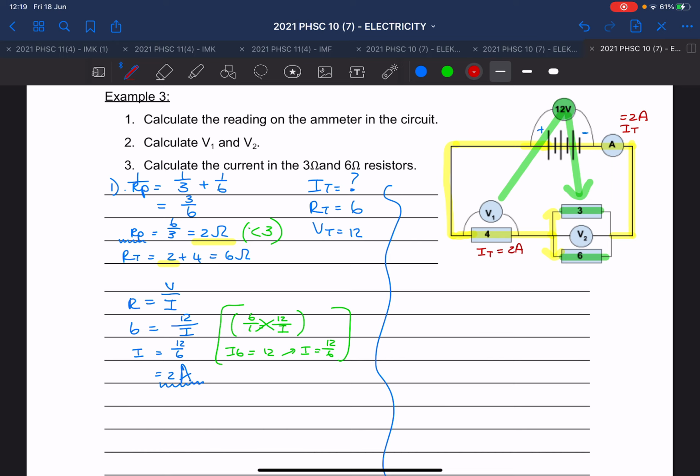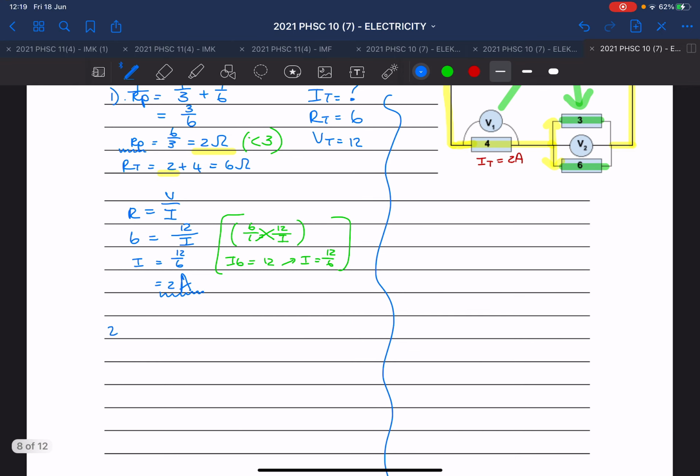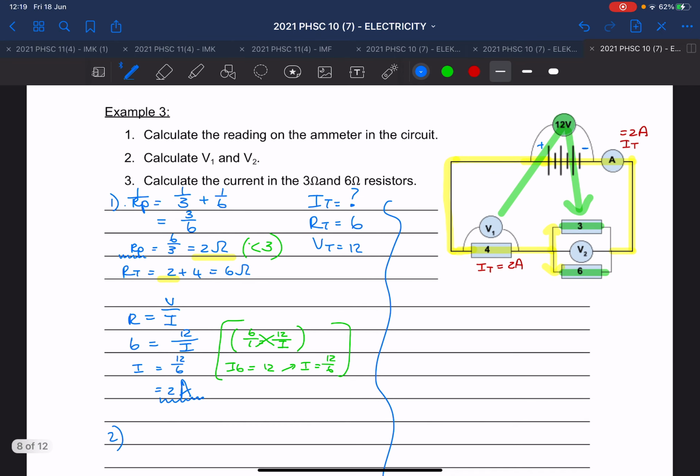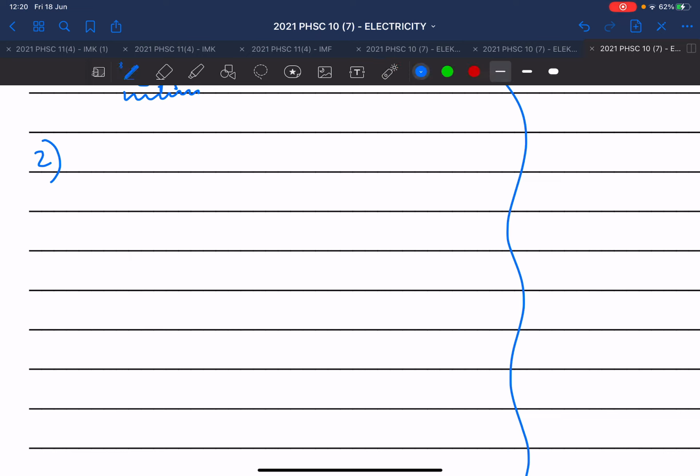Now at question 2 they ask you to calculate the voltmeter readings V1 and V2. So they want to know, of the 12 sandwiches, how many go through to the 4 ohm resistor and how many go to the parallel combination. Alright, so let's take the V1 reading first. You want to calculate V1. Volts, resistance, current. We want to get the voltmeter reading.